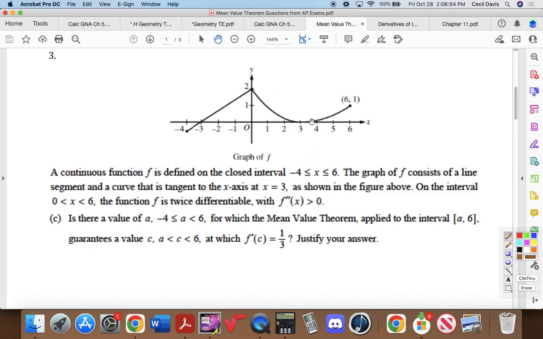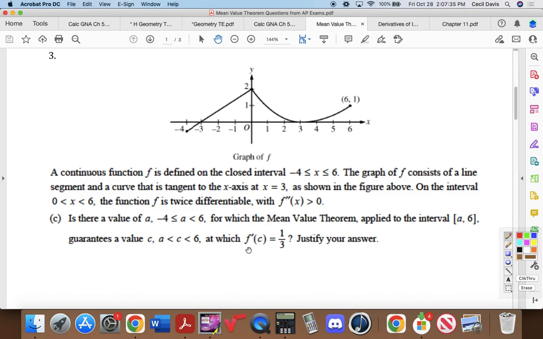Well, and that matches what we would have guessed because this appears to be concave up, right? So the second derivative would be positive. Is there a value of a between -4 and 6 for which the mean value theorem applied to the interval from a to 6, okay, so I'm going all the way to this end, but where I'm starting hasn't been determined yet, that guarantees a value c between a and 6 for which f prime of c is equal to 1/3. And you're like, where the heck did 1/3 come from?